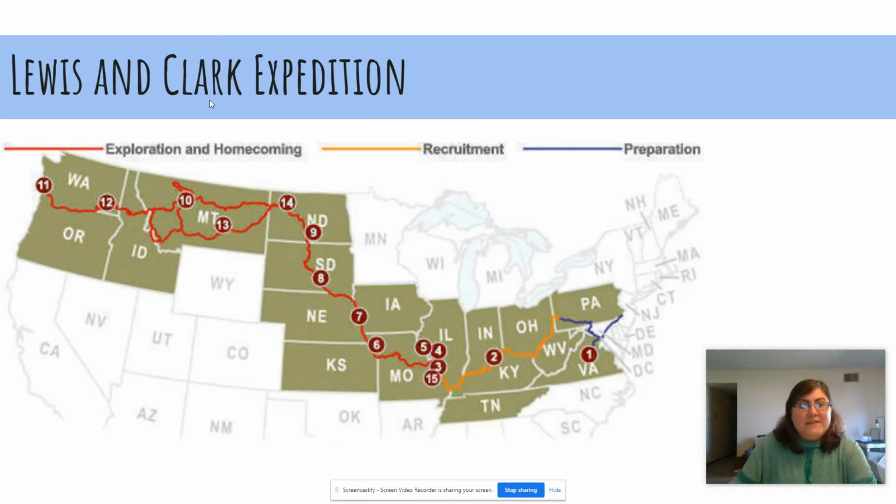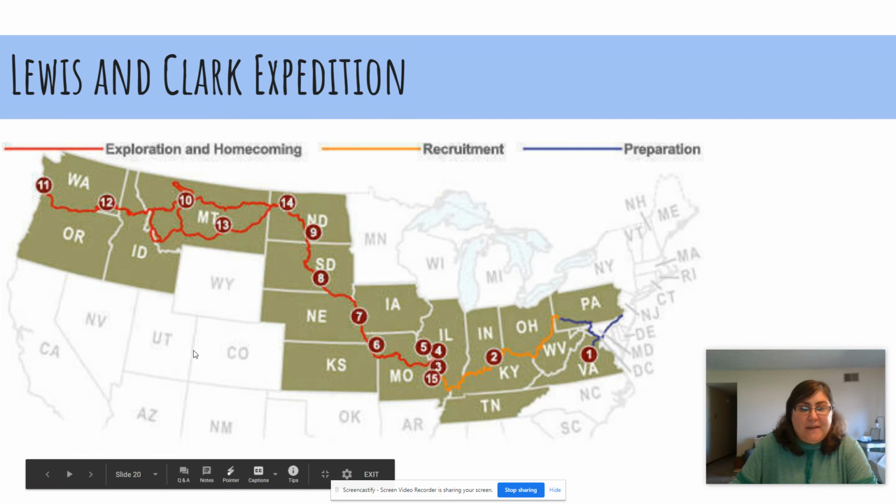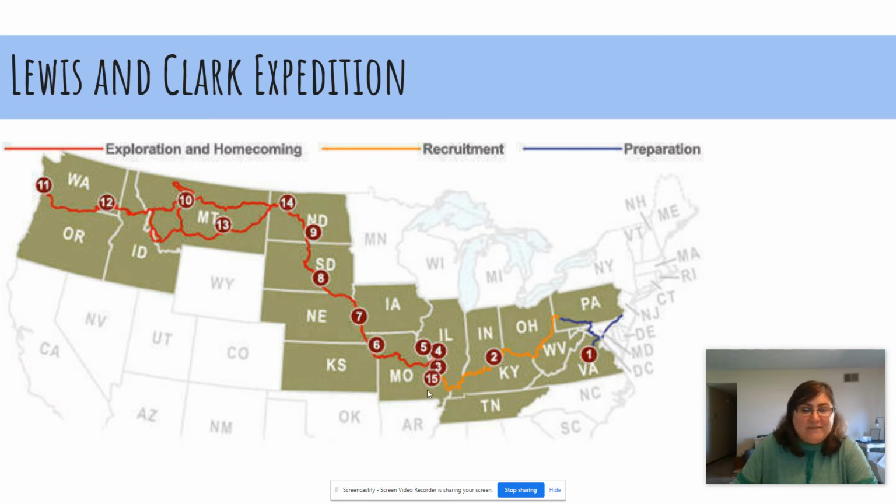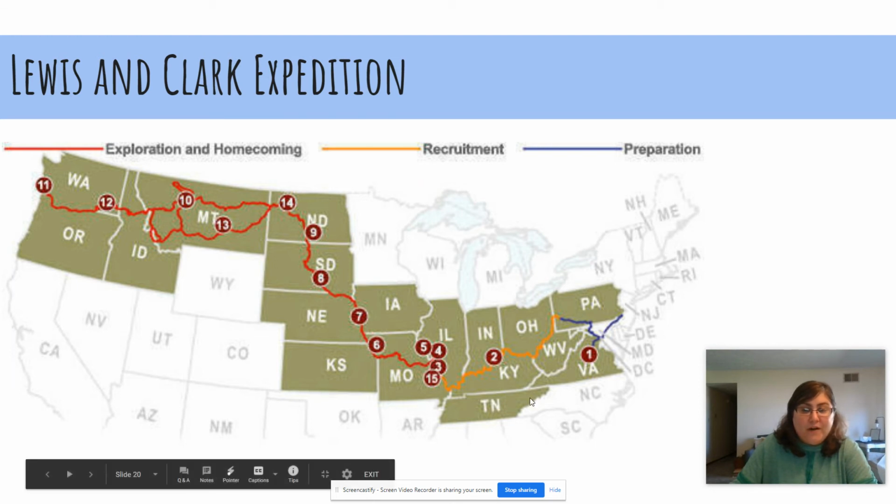Okay, there's nothing that you need to do on this slide. This is just kind of a map of the pathway that Lewis and Clark took. They started here in Virginia. This is when it's just Lewis and Clark. And then as they're traveling, they're getting to Missouri. That's where they're recruiting those 50 members of the Corps of Discovery to go with them.